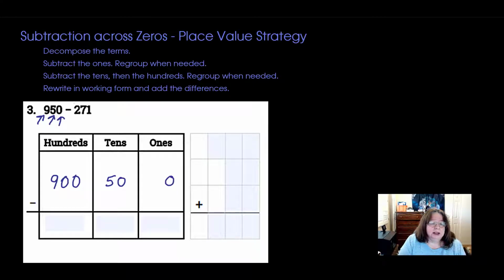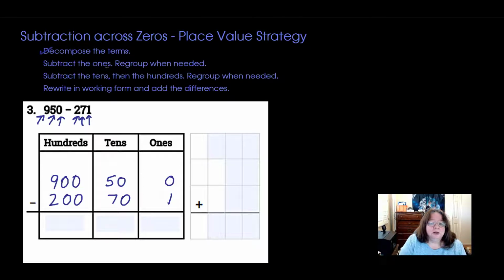So let's look at the subtrahend. The first digit in the subtrahend is 2, with a value of 200. The second digit is a 7. It's in the tens place with a value of 70. And we do have a 1 in the ones place. So I should check those off to let me know that we finished those. So we have decomposed the terms.